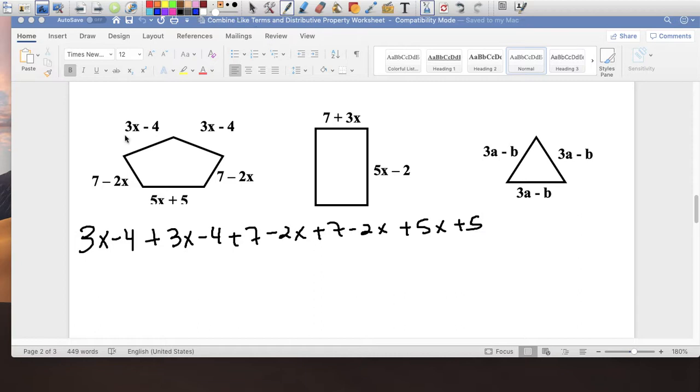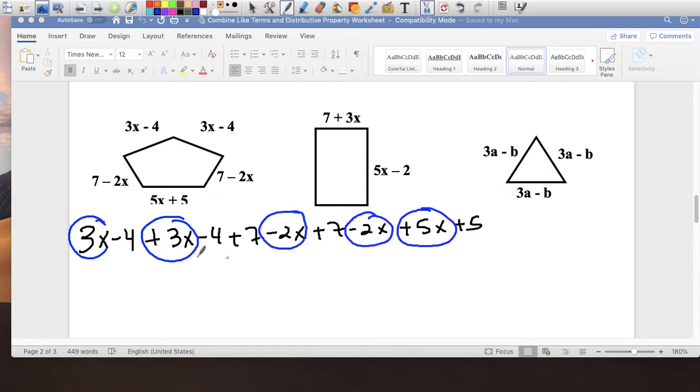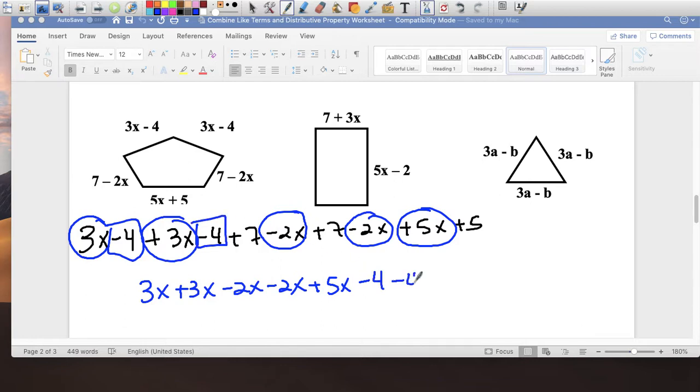So change colors. 3x plus 3x minus 2x minus 2x and plus 5x. So those are all like terms. I'm going to put them all side by side. And then finally, the other one's going to be minus 4, minus 4, plus 7, plus 7, plus 5, right? All the constants next to each other.